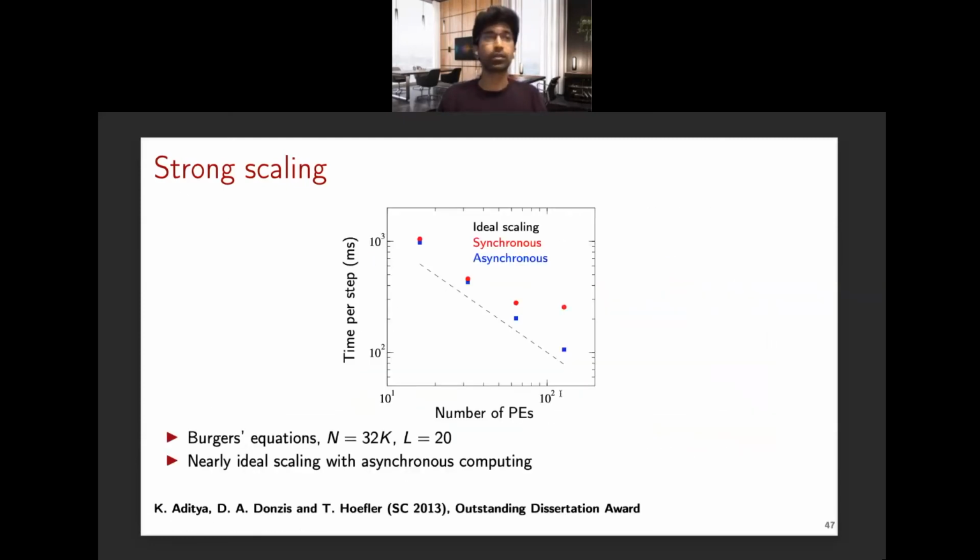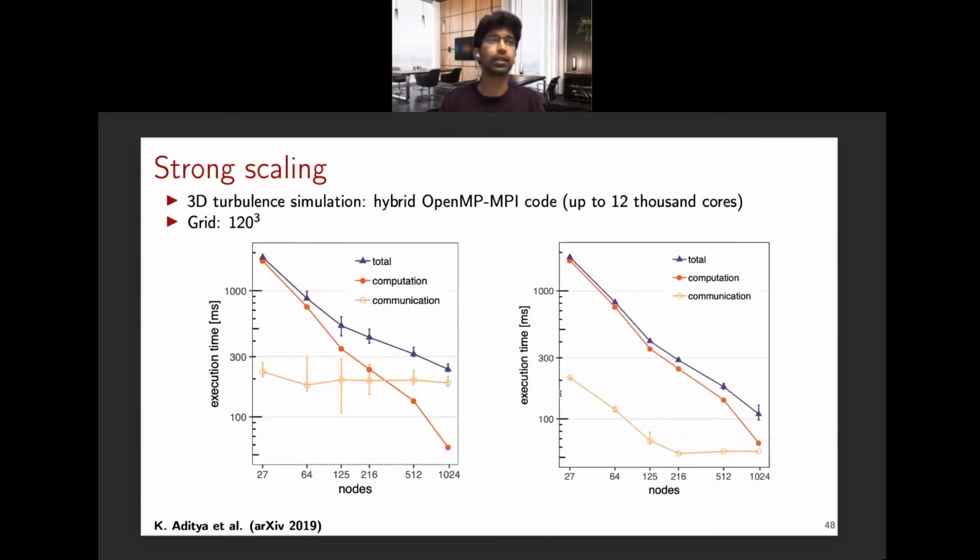Then we went, so this was done for a simple 1D problem. We went ahead and did this for a 3D Burgers equation problem, where we explicitly computed what is the computing time and communication time. So let me show you that in a bit more detail here. So here we have considered a simulation with 120 cube grid points, right, about 1 million grid points, and we have gone up to 12,000 processors on the Swiss supercomputer.